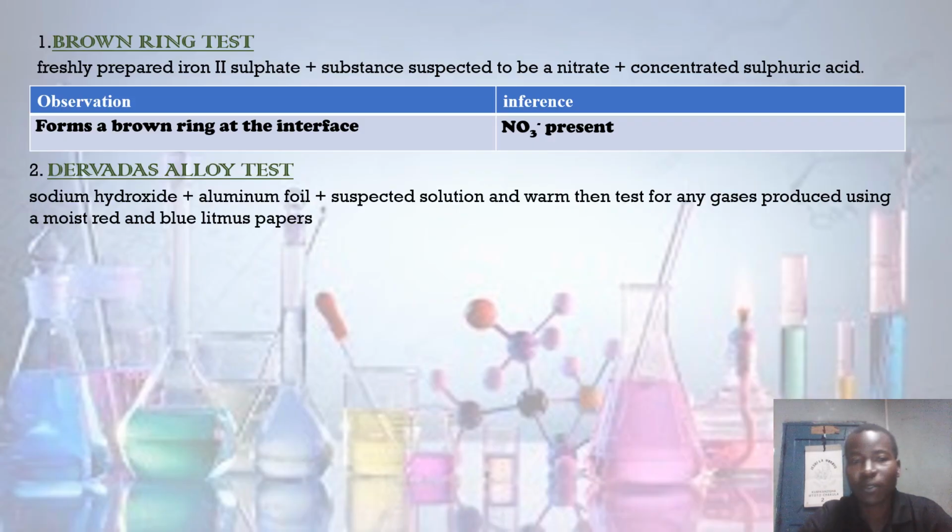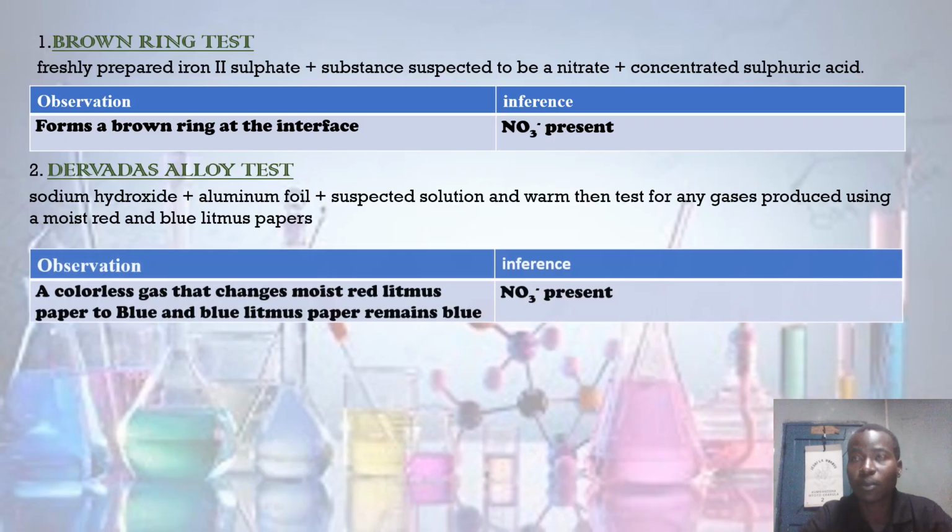We also have the Devarda's alloy test, where you take sodium hydroxide, add aluminium foil and the solution that you suspect to be a nitrate, and then warm that solution and test for the gases being produced using moist red and moist blue litmus papers. Remember, the importance of using moist litmus papers is to provide a medium for the dissolution of the gas that has been produced. When the litmus papers are dry, you may fail to make your observations.